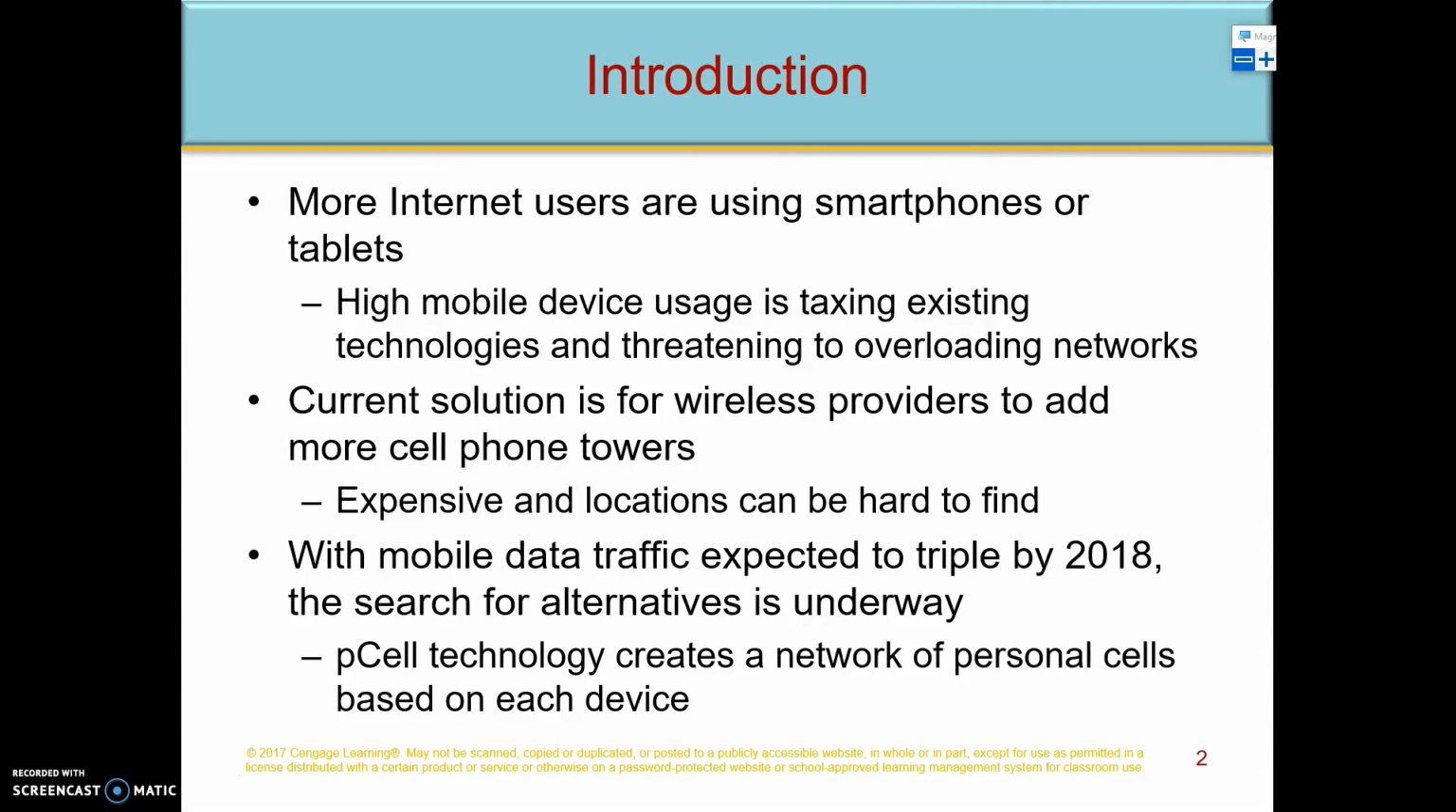So high mobile device usage is taxing existing technologies and threatening to overload networks. And one of the reasons that happens is because there's so many more devices actually connecting to the internet. So the current solution is for wireless providers to add more cell phone towers. And this can be a little expensive, and locations can be hard to find. If you've ever driven in a rural area and tried to get cell service, you know how frustrating that can be.